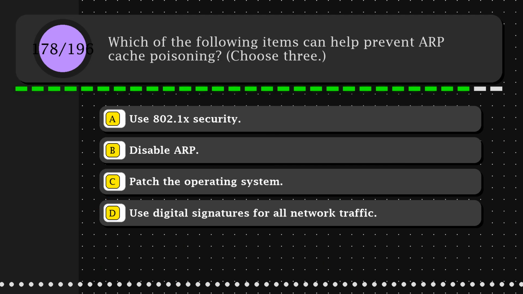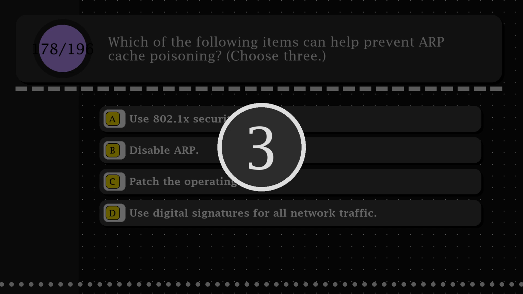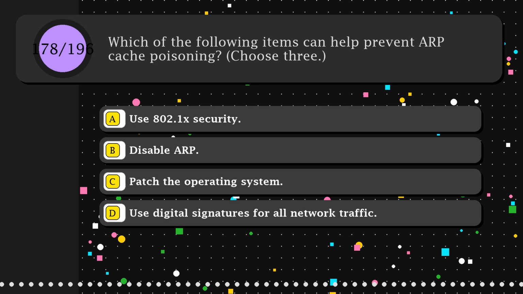Question 178. Which of the following items can help prevent ARP cache poisoning? Choose 3. Option A. Use 802.1x security. Option B. Disable ARP. Option C. Patch the operating system. Option D. Use digital signatures for all network traffic. The correct answer is option A, D, E.